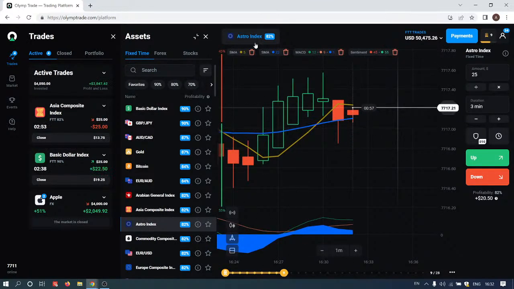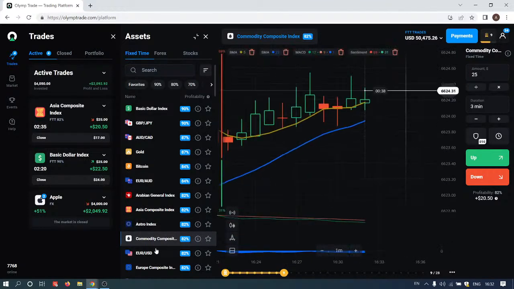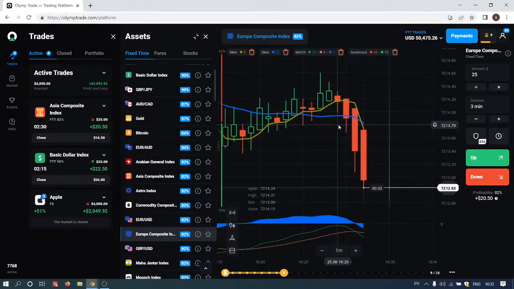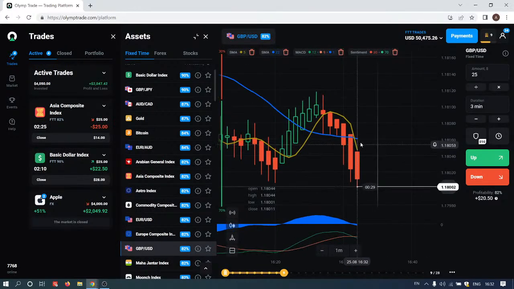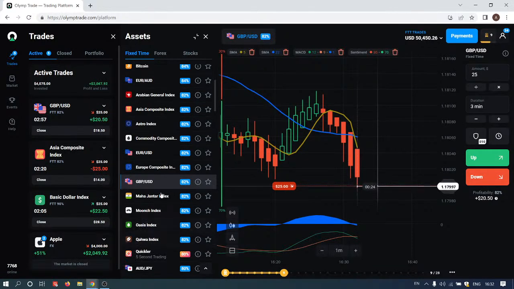Okay, so there is no signal here, Astro Index, even though the crossing happened just recently, but we can see that the MACD line or area is tilted downwards. And yeah, these two last candlesticks are red. Wow, Europe composite index is dropping. Wow, so fast. Yeah, let's try the pound against the US dollar.